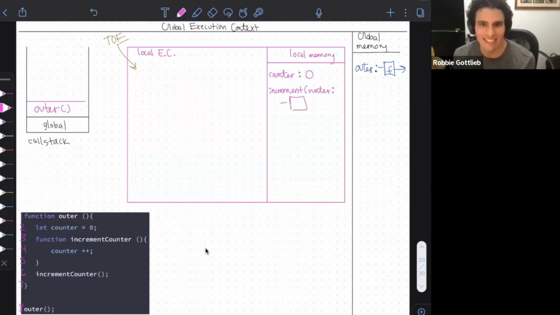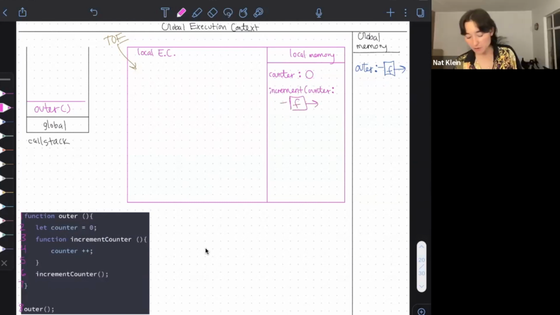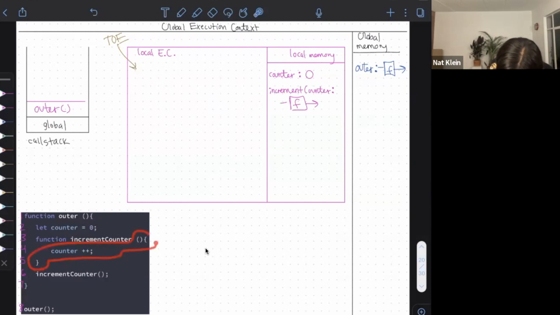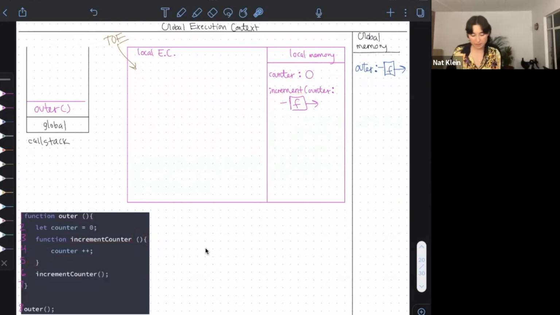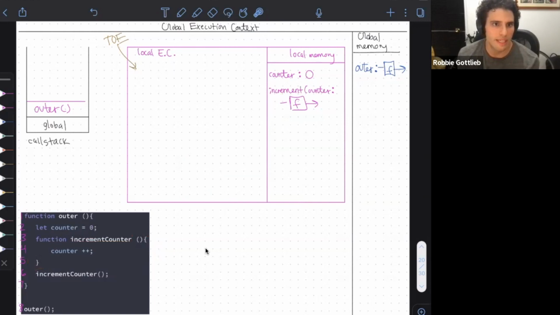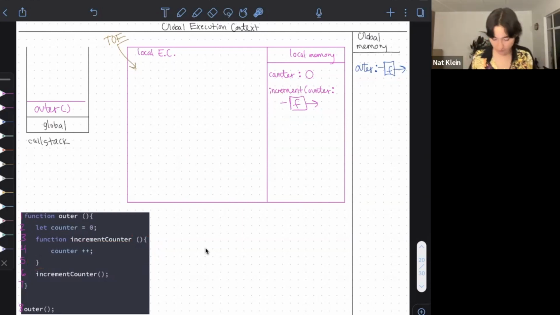Yes, we are assigning increment counter to the value of this function definition, and the function definition I'm talking about is everything that I have in my red blob here. So that whole function definition is now stored under the label increment counter in this local execution context's memory. All right, cool. What line do we go to next, Robbie? I think our thread of execution moves to line 6, where we call increment counter in local memory. Yes, totally valid.